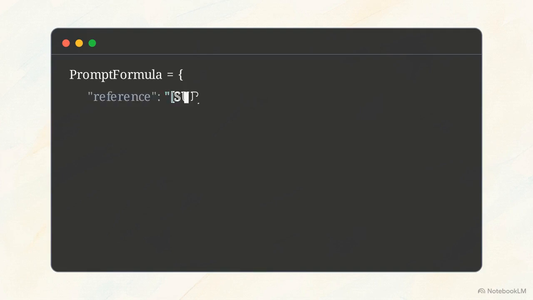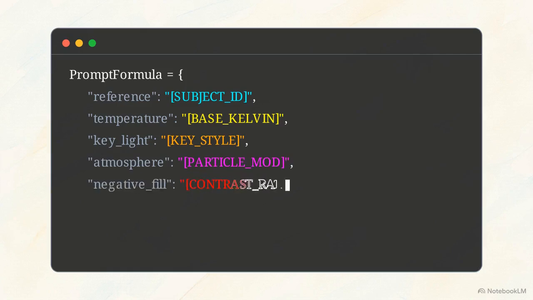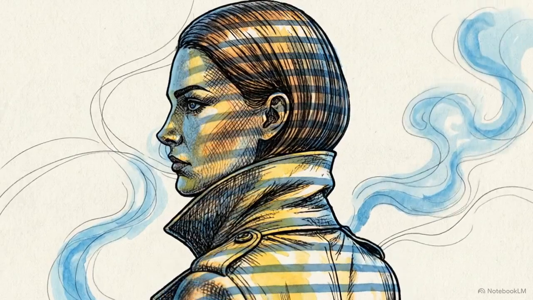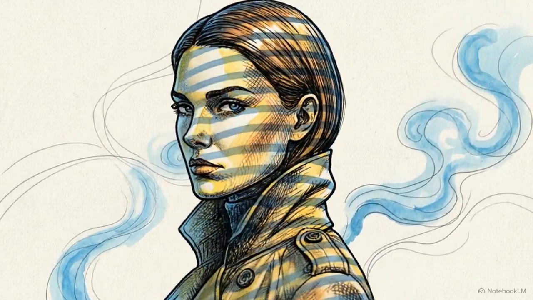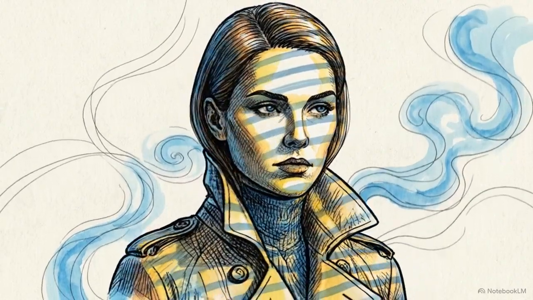Start with your character reference, add the 5000K temperature, specify Rembrandt lighting, layer in volumetric smoke, and finish with negative fill. This is the result. We have volumetric smoke, Venetian blind shadows, and a perfectly sculpted daylight key, all working together in a single clip.